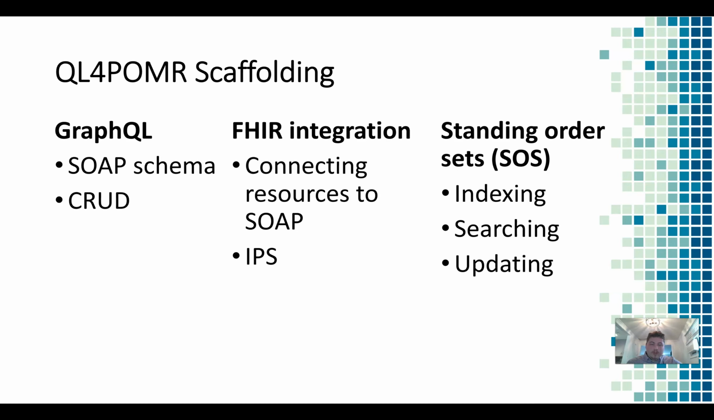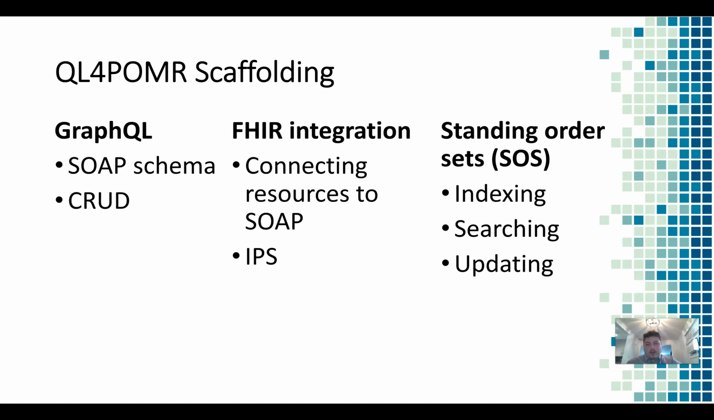The next component of the scaffolding is FHIR integration. FHIR is a more standardized way of representing the data types connected to the SOAP schema, which is necessary for implementing the QL4POMR on a wider scale and integrating some legacy systems. What we've done here is connect the different resources in FHIR, like medication or observation, into the different components of SOAP.